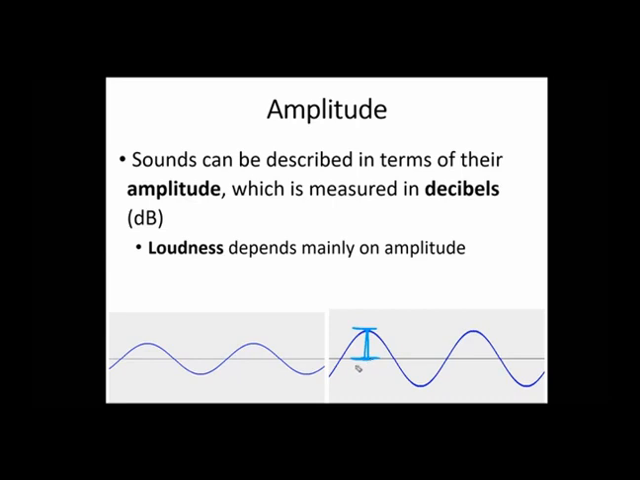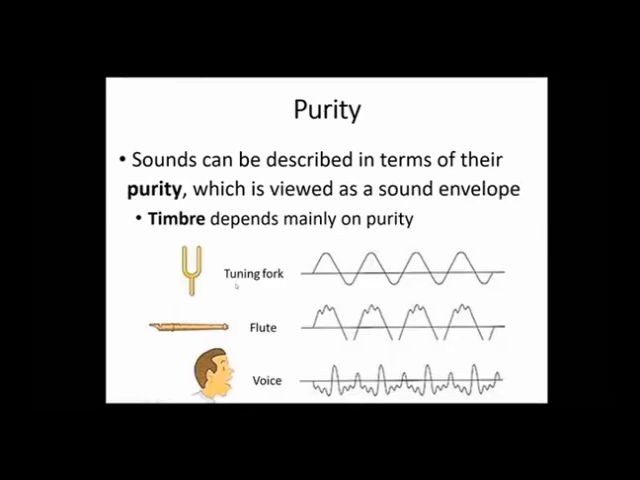So more energy means that you're pushing the air molecules further away from their resting point. So more energy to push them farther means higher amplitude and more loud. Whereas this one would be a lower amplitude, so less energy, less pushing away, and a quieter sound. That one's a little bit easier, I think, to conceptualize.